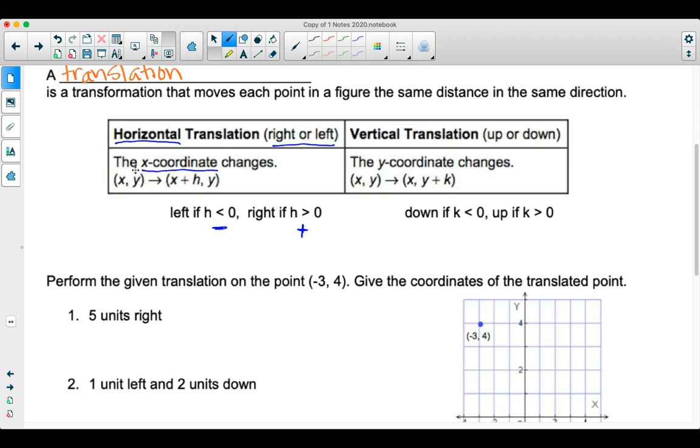So your original point is x comma y. If you're moving to the right, it'll be x plus h comma y. If you're moving to the left, it'll be x plus negative h comma y, or x minus h.